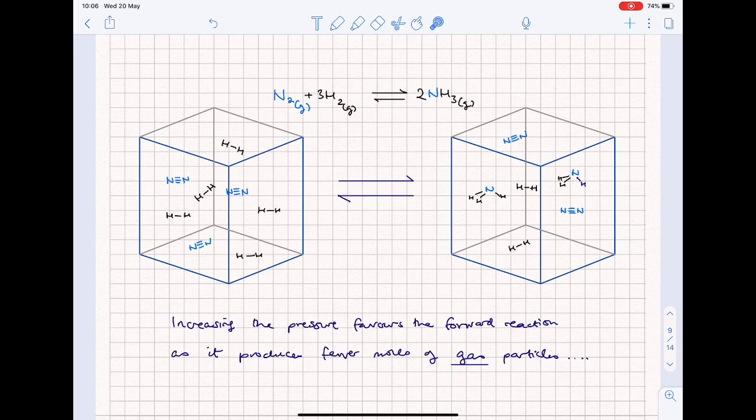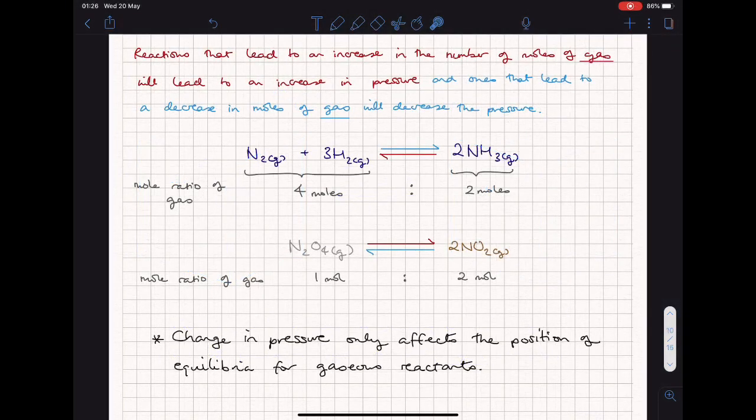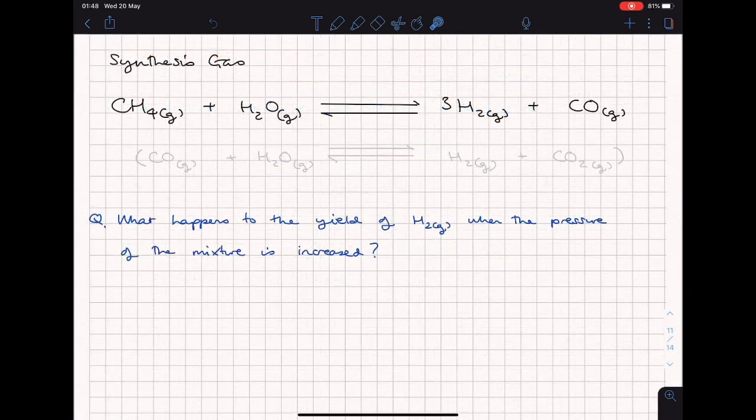So you must say something like this: increasing the pressure favours the forward reaction as it produces fewer moles of gas particles. The word gas must be in your answer, and that's the most common mistake people make. They leave it out. So changing pressure only affects the position equilibria for gaseous reactions, so it won't affect reactions without any gases. And even then, some reactions involving gases will not be affected by pressure, as you will see later. So let's look at a couple of questions involving gas equilibria and see how we can apply the wording we learnt earlier to these questions.